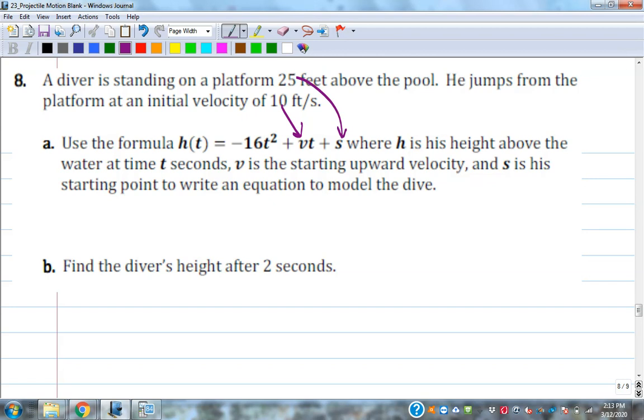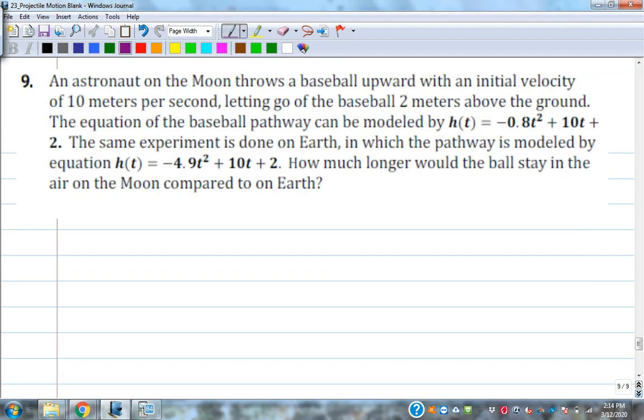B part says find the diver's height after 2 seconds. What do we do with that 2? Plug it in for T and work it out. Just plug and chug is what we used to say. So put 10 in for V and 25 for S, and then put the 2 in the place of every T and work it out. Really easy math there. It seems complicated because it's a big word problem, but it's not that bad.